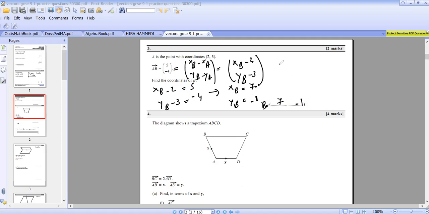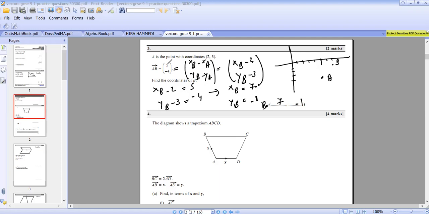This is how you need to see it. For example, if they ask you to represent it, what is A? A is equal to 5, negative 4. So 1, 2, 3, 4, 5. So this is A, 1, 2, 3, 4. So this point here is A. After that, I have B, (7, -1). So 5, 6, 7, and 1. So this is B. So we said that AB is equal to (5, -4).